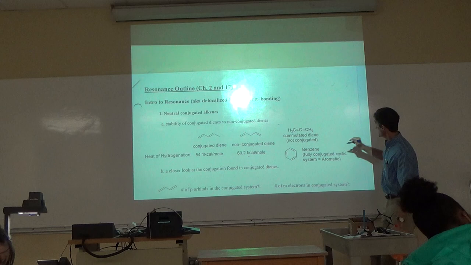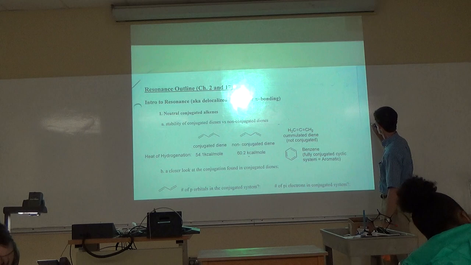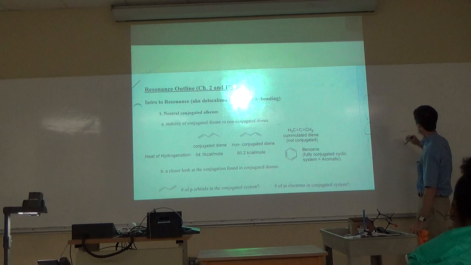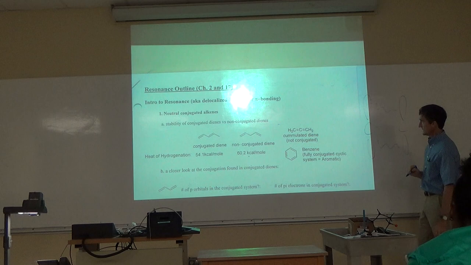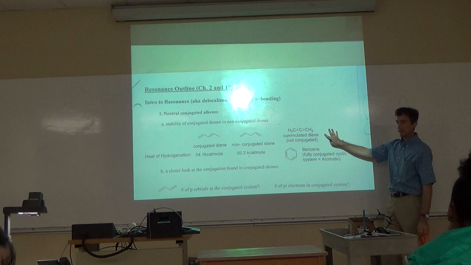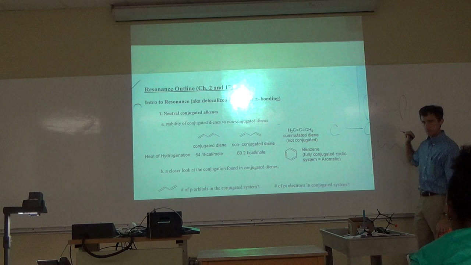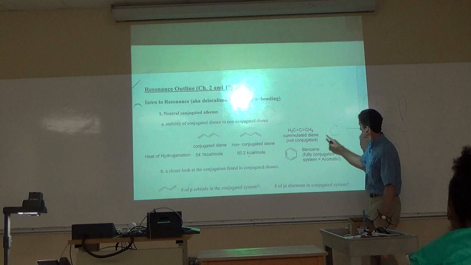Can you draw the pi system here? You've got a central carbon. It's got two p orbitals. Over here, both of these carbons are sp2. They have one p orbital each. That's a pi bond on one side. Is the pi bond on the other side, the other p orbital of the other carbon, conjugated with these two? It's actually not. This central carbon has two.